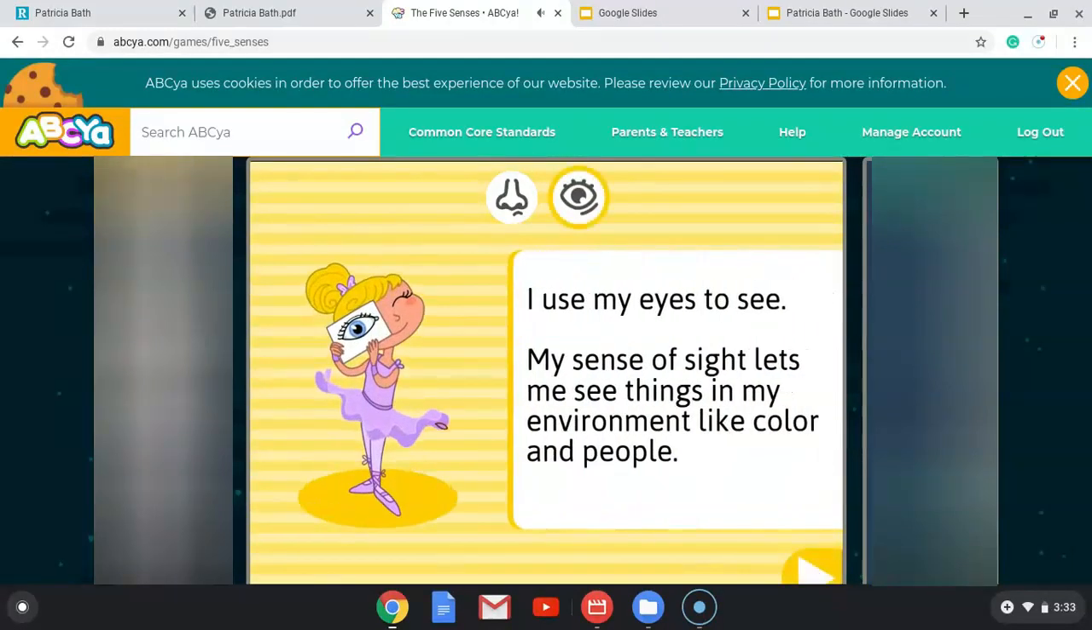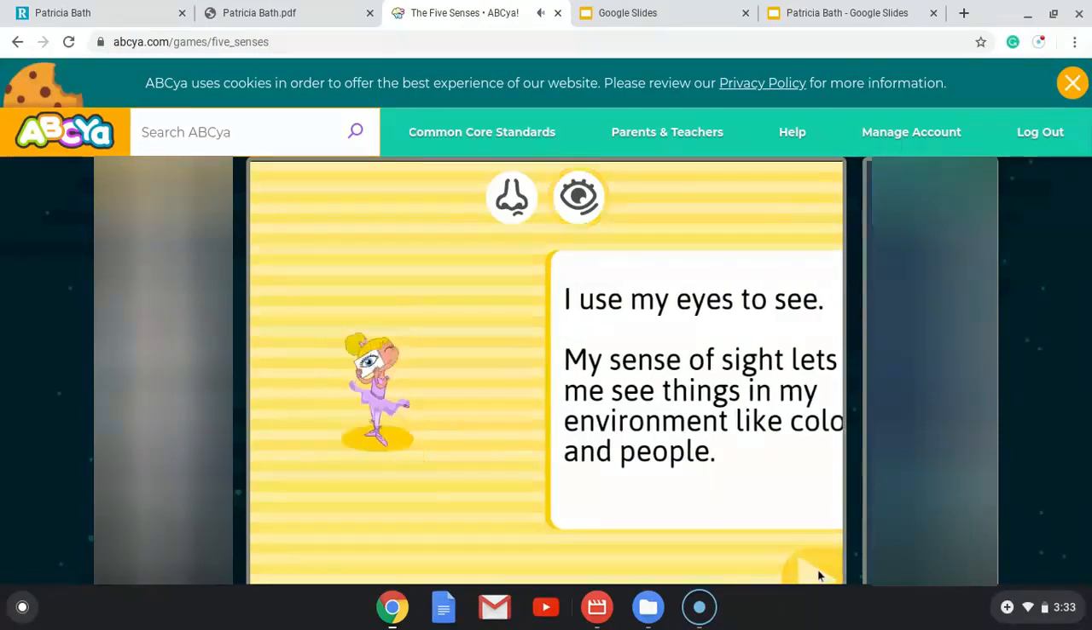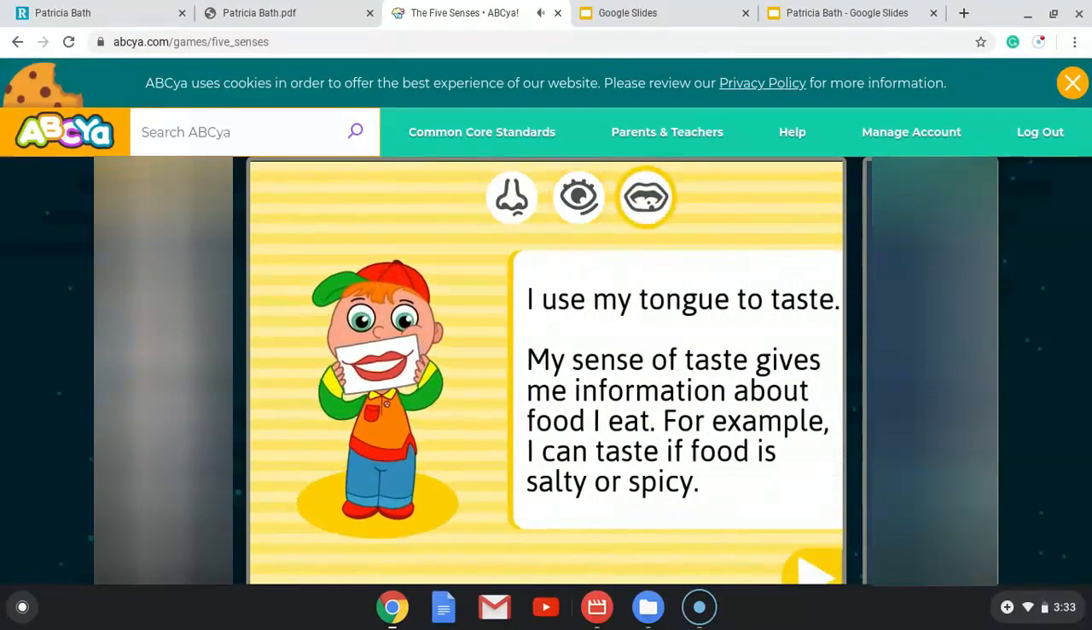I use my eyes to see. My sense of sight lets me see things in my environment like colors and people. I use my tongue to taste. My sense of taste gives me information about food. For example, I can taste if food is salty or spicy.